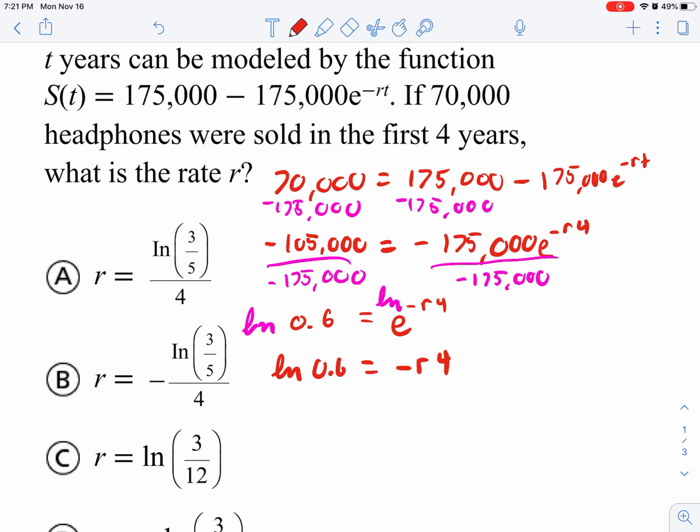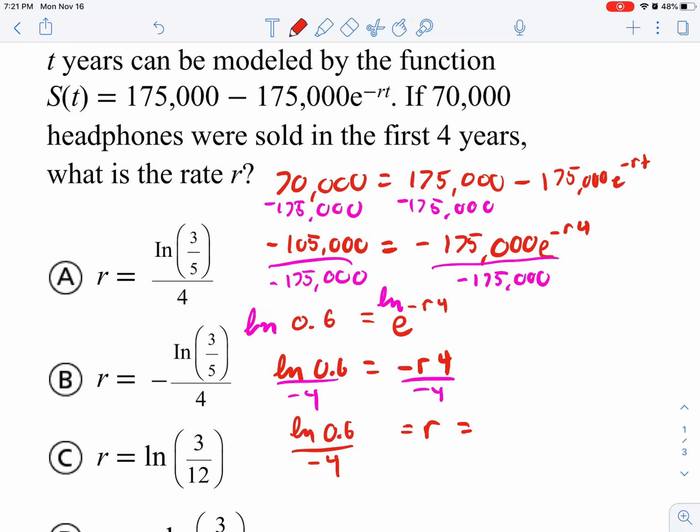Then again, we're just going to divide both sides by negative 4. And don't let the negative 4 mess you up. They're just trying to see if you're paying attention or not. So we're going to have the natural log of 0.6 divided by negative 4. I'm using my calculator again. I had it turn 0.6 into a fraction.